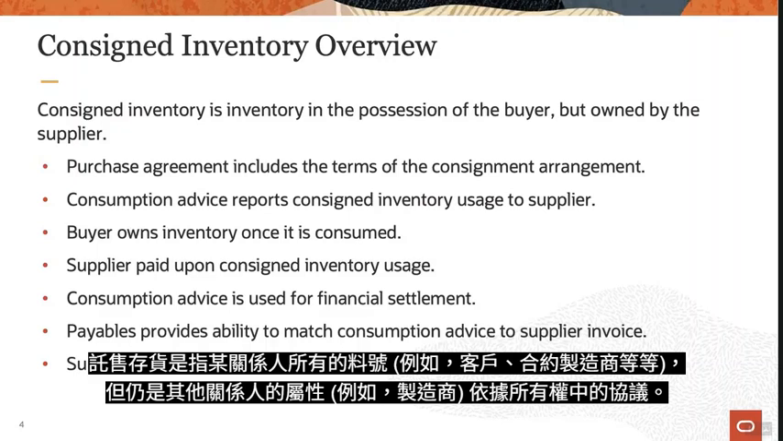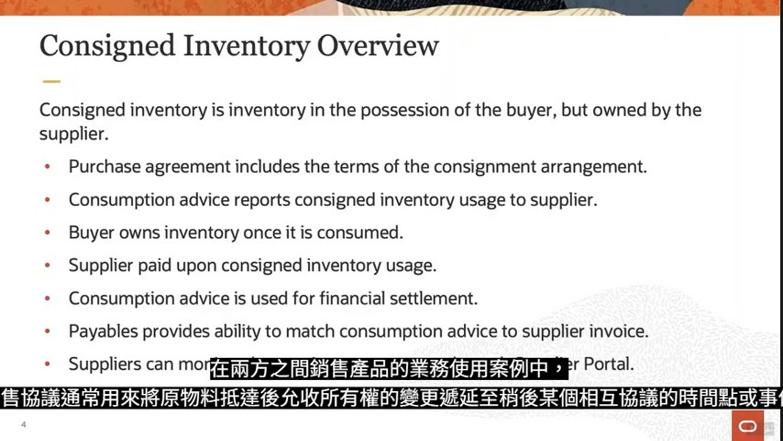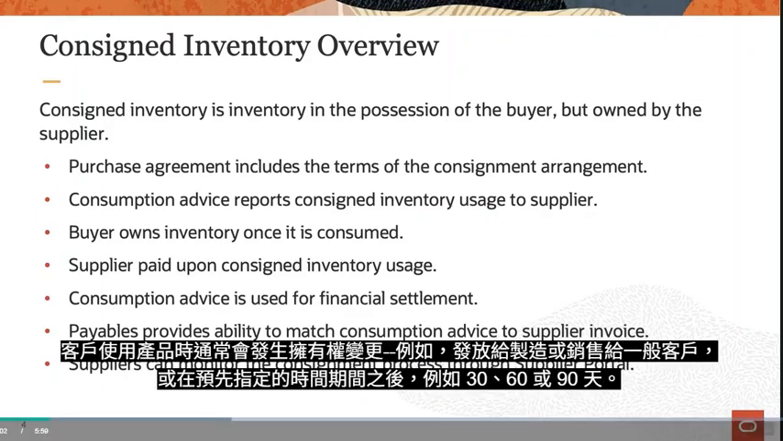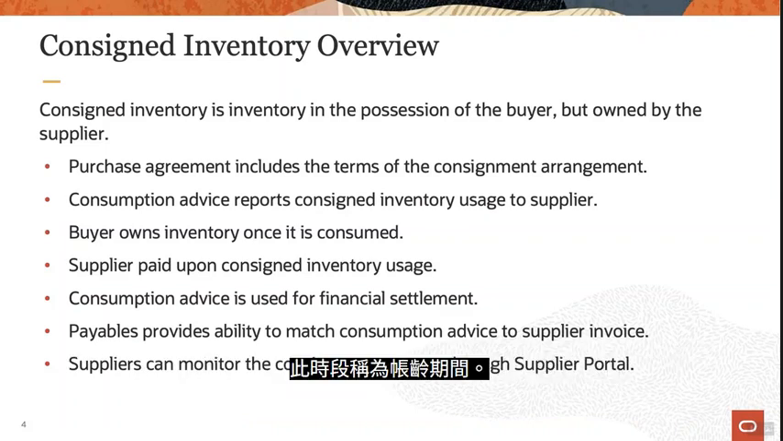In a business use case where the product is sold between two parties, a consignment agreement is typically used to defer the change in ownership past the arrival of acceptance of the material to some mutually agreed upon later point in time or event. Change in ownership typically occurs when the customer uses the product, for example, issues to manufacturing or sells to an end customer, or after a pre-specified period of time, such as 30, 60, or 90 days. This time period is referred to as the aging period.